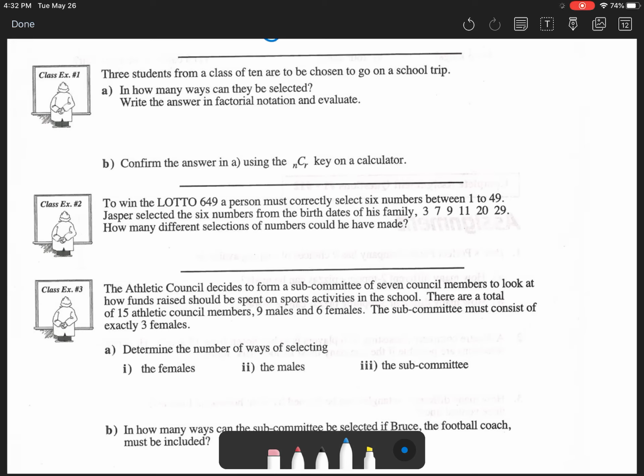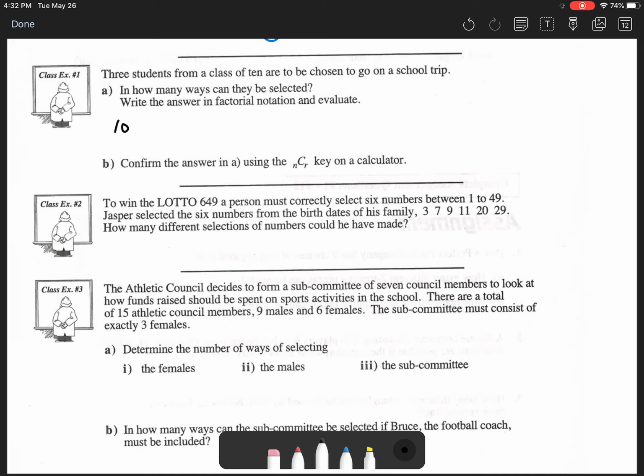Next, just into some questions. 3 students from a class of 10 are chosen to go on a school trip. In how many ways can they be selected? Write the answer in factorial notation and evaluate. So again, very similar to the running question we just did. You don't care if your name is called out first, second, third, fourth, etc. You just want to be going on that trip or not. Order doesn't matter. You just want to be on the trip versus not being on the trip.